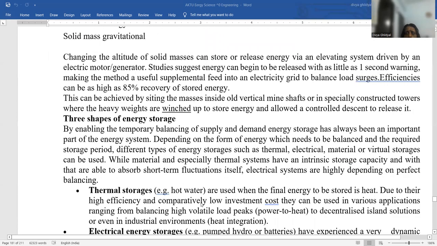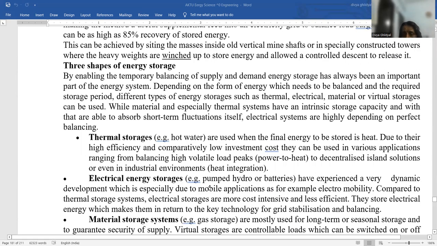So all three forms of energy storage depend on how much demand is there, how much supply is there. According to that, we will be storing. Then depending upon the balancing, I can say thermal storage for hot water is used when the final energy to be stored is heat. Due to their high efficiency and comparatively low investment cost, they can be used in various applications ranging from balancing high voltage load peaks to decentralized island solutions.